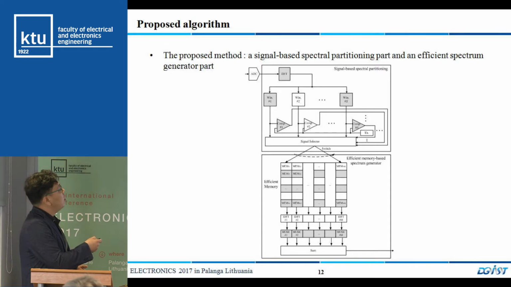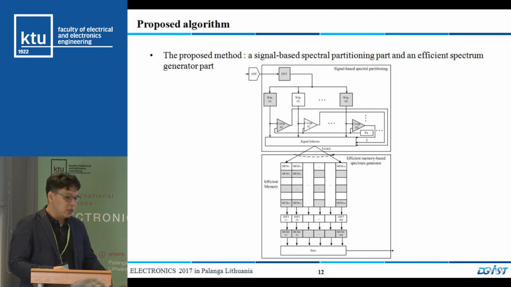Using the DFT, we can obtain the frequency range. The frequency range is applied to the S-band window. And using the comparator and the threshold level, we can obtain the signal-based window data, and we store only the signal-based data. And using the inverse DFT and the MUSIC algorithm, we can obtain the low complexity.